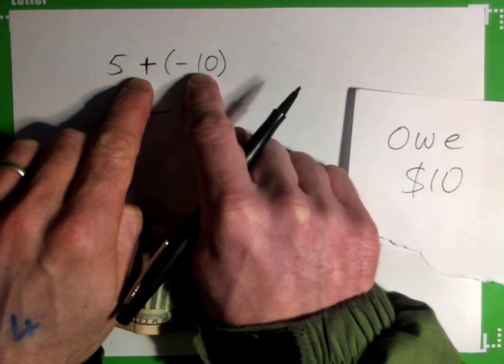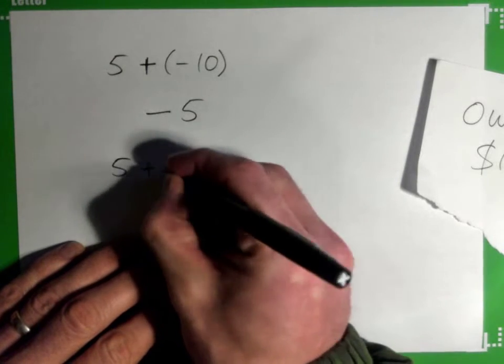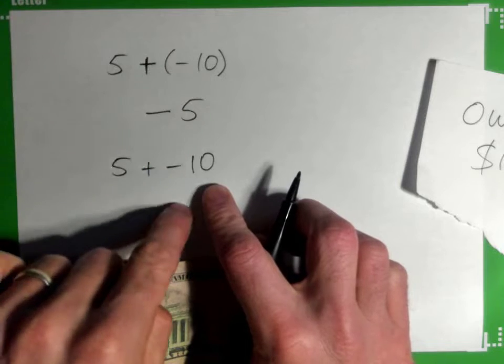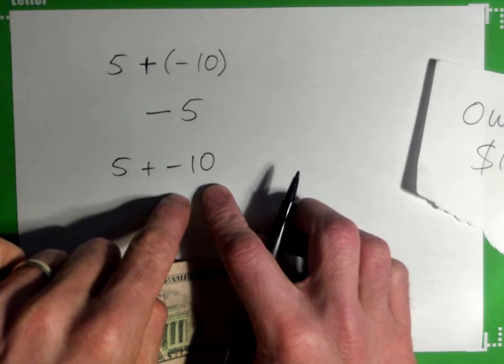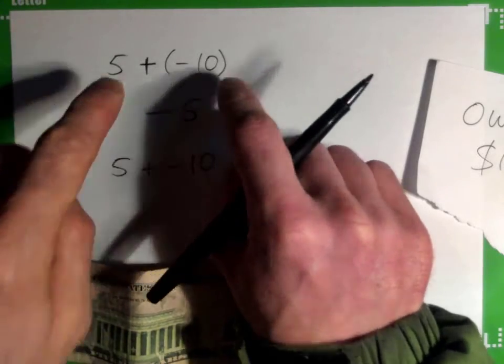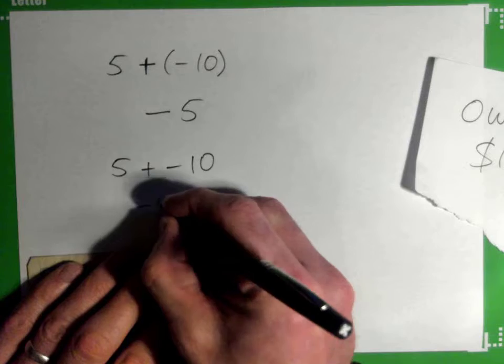Okay. So we could have written this 5 plus negative 10, and that would be fine. This parenthesis is actually not even needed, right? It's just there to make it look neat. So 5 plus negative 10, negative 5, right?